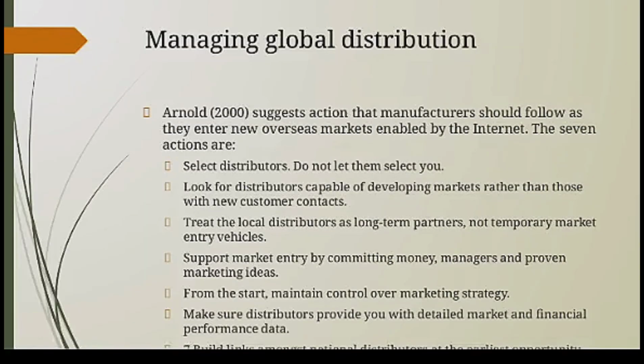Managing global distribution. According to Arnold, these are the actions that the manufacturer should take. First is to select distributors, look for distributors, treat the local distributor as a long-term partner, support market entry by committing money, managers, and proven marketing ideas from the start, maintain control over marketing strategy, make sure distributors provide you with detailed market and financial performance, and seventh, build links among national distributors at the earliest opportunity.